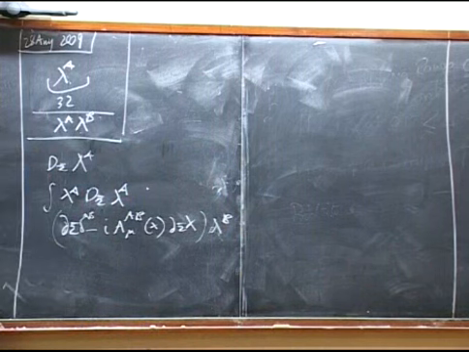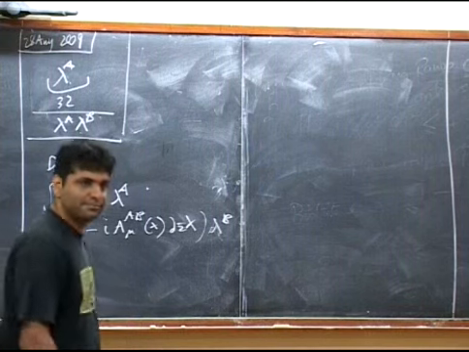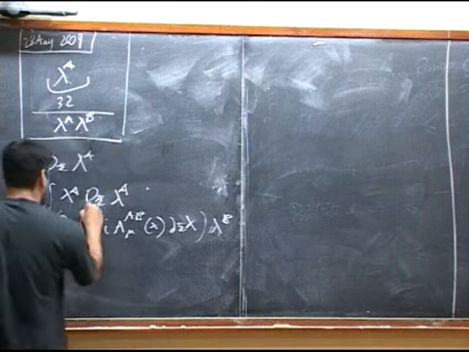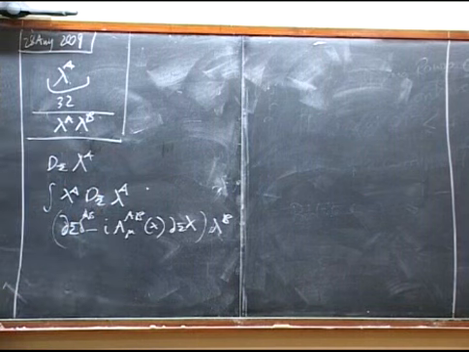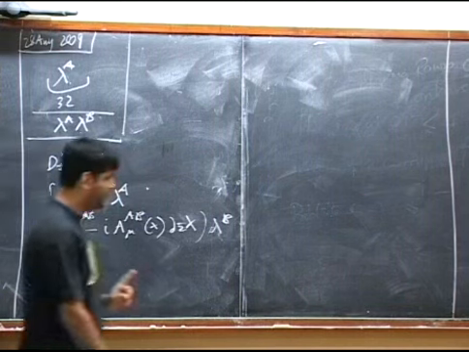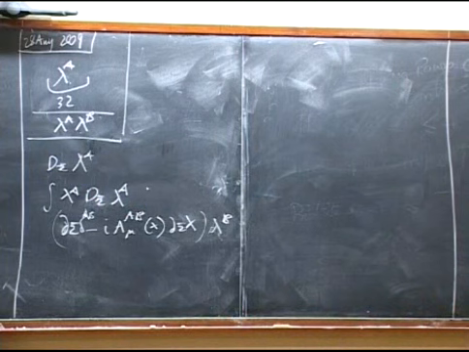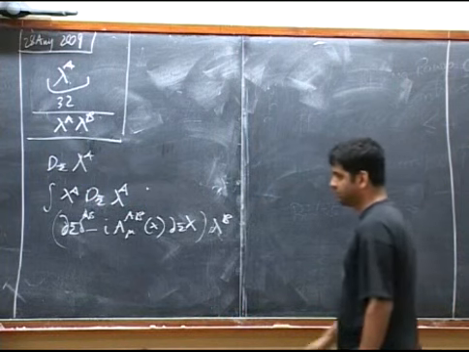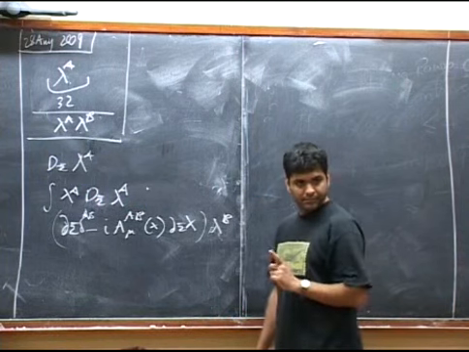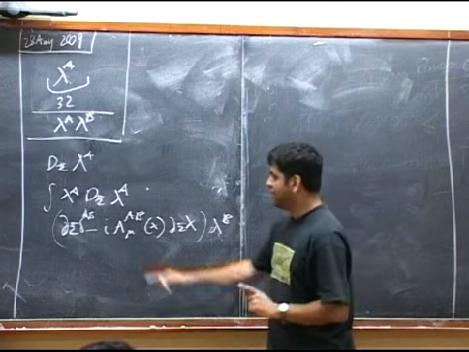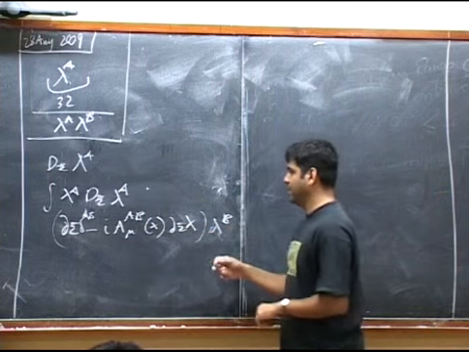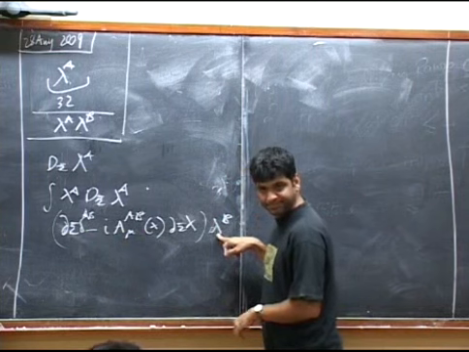Okay, so this is my claim. Now I'm going to justify that. First, is it clear what it is? Is this clear? So I have del z bar acting on lambda A.